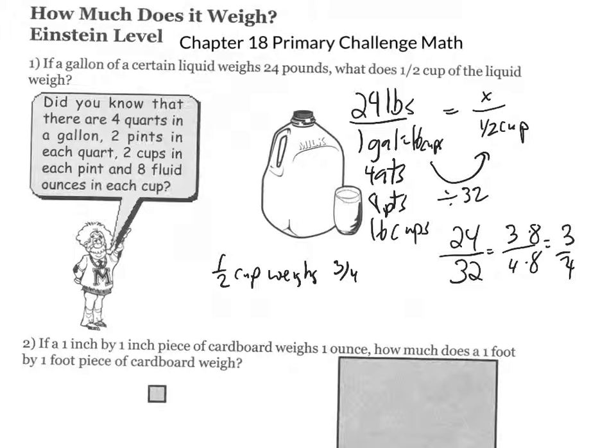So 3/4, so a half cup must weigh 3/4 of a pound. Well, let's see if that's true. If that's true, then what would have to be true? Then it would have to be true that if I multiplied 3/4 times 32, that should get me back to 24 pounds. And that indeed is true, because there's 32 half cups in the whole.